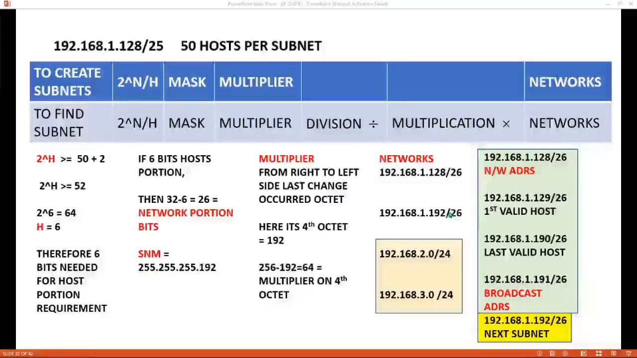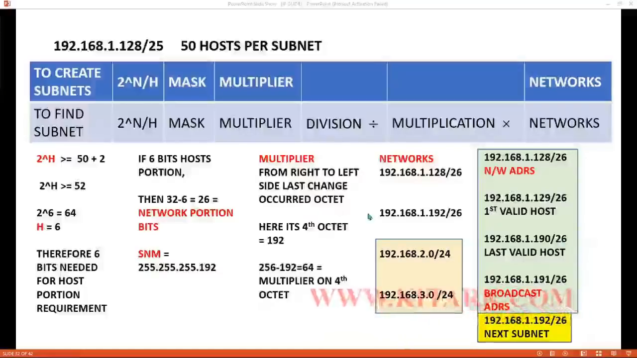Then for the 50 hosts per subnet, I am going to allocate this first network, 192.168.1.128/26, which is the network address, and the second network of the subnet is 192.168.1.192/26. So to find the broadcast address, 192 minus 1 is going to give me 191. Okay. So 192.168.1.191 would be my broadcast address, and if I found the network and broadcast, you know how to find the first and last valid host, right? So I am not explaining it again.